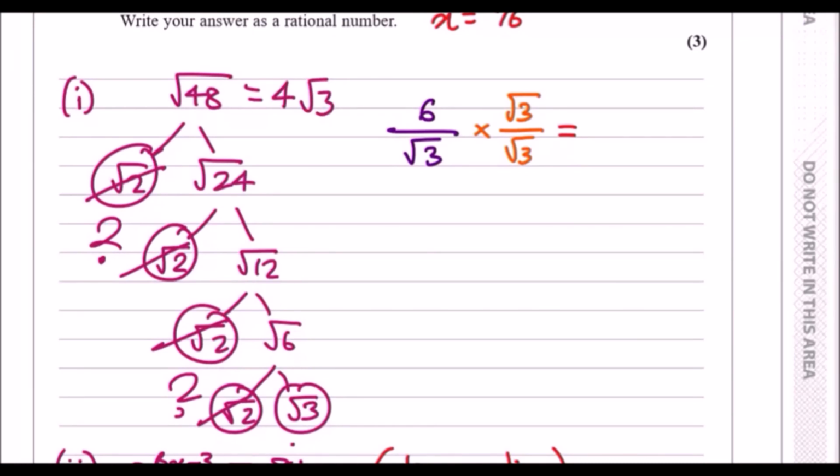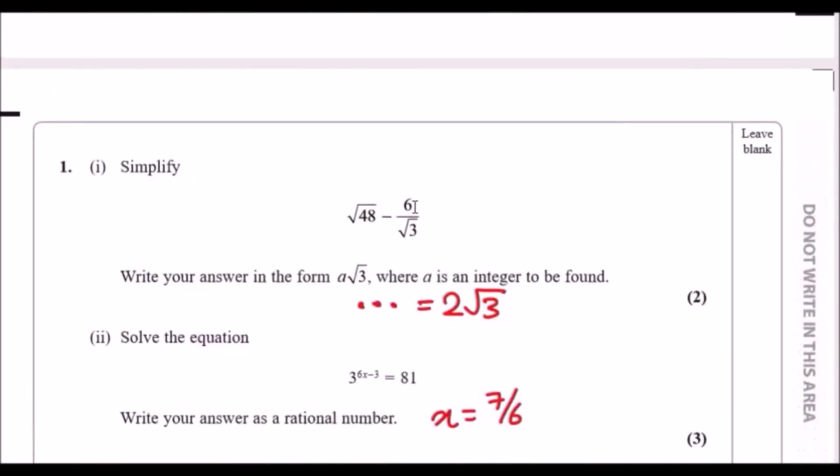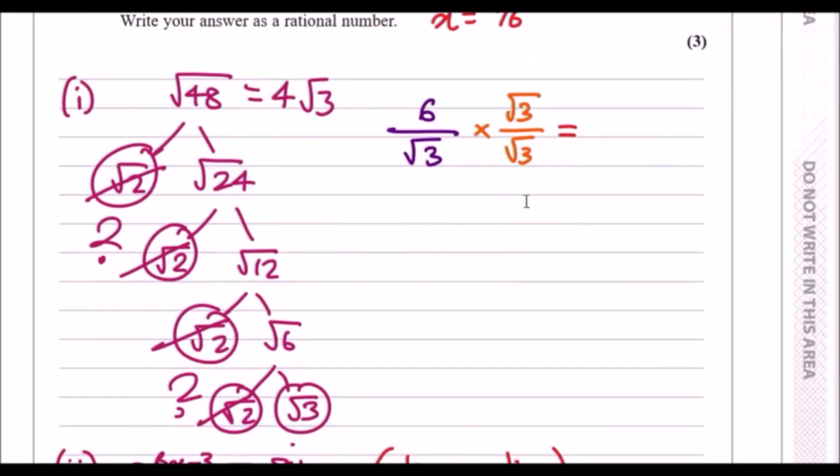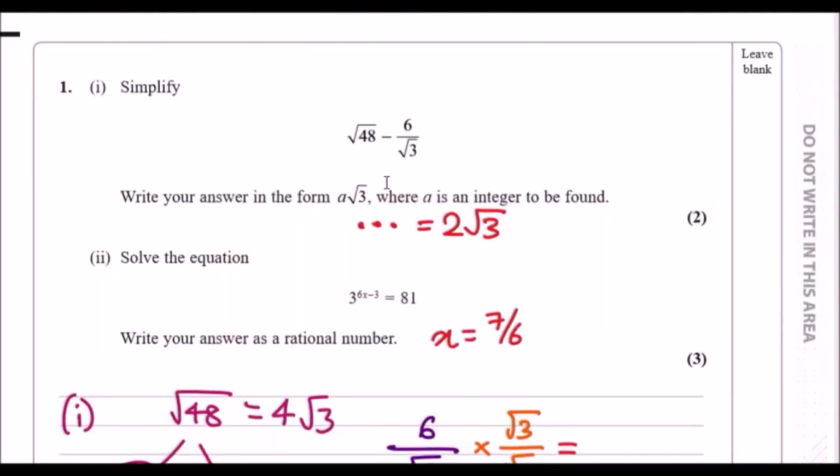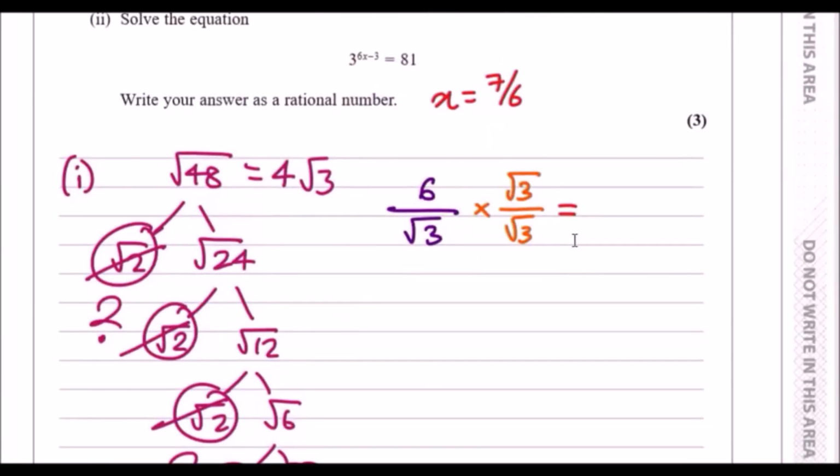Easy stuff. Now for the next bit, 6 over root 3, we have to rationalize it. In other words, you can see that there's no root 3 at the bottom, so we need to times up and down by root 3. That's all. We always do this. Every single procedure always times up and down by whatever's at the bottom. If it's something like root 3 plus 1, then you have to times up and down by root 3 minus 1. Because the key idea here is that it will automatically clear the bottom, so there's no more surds.